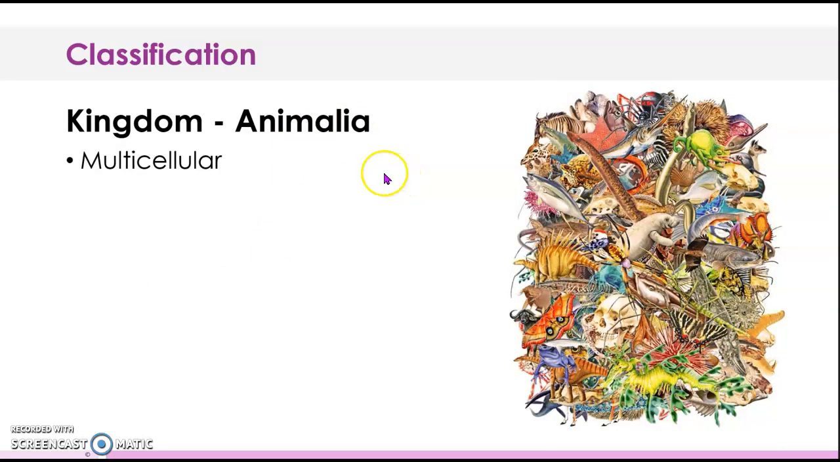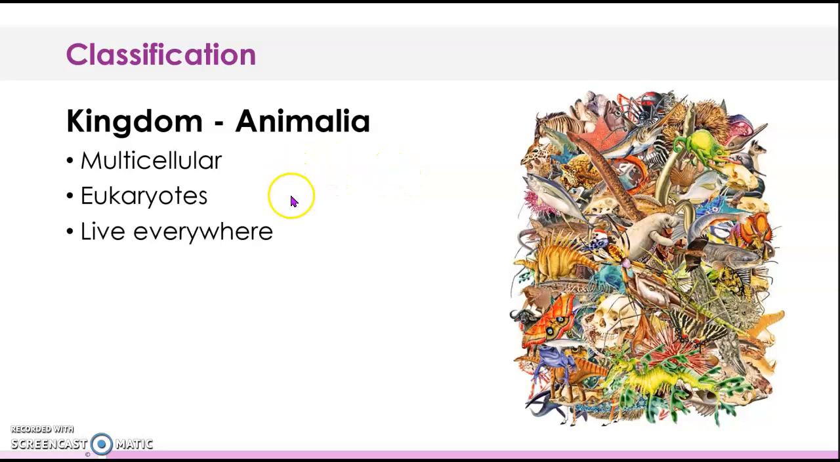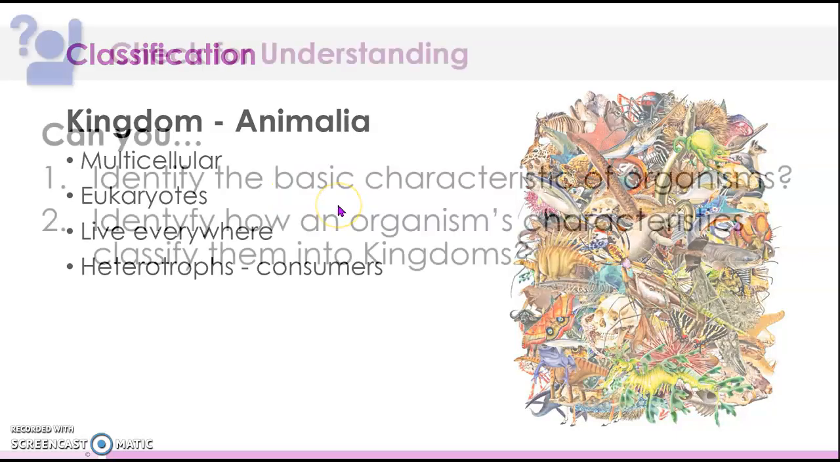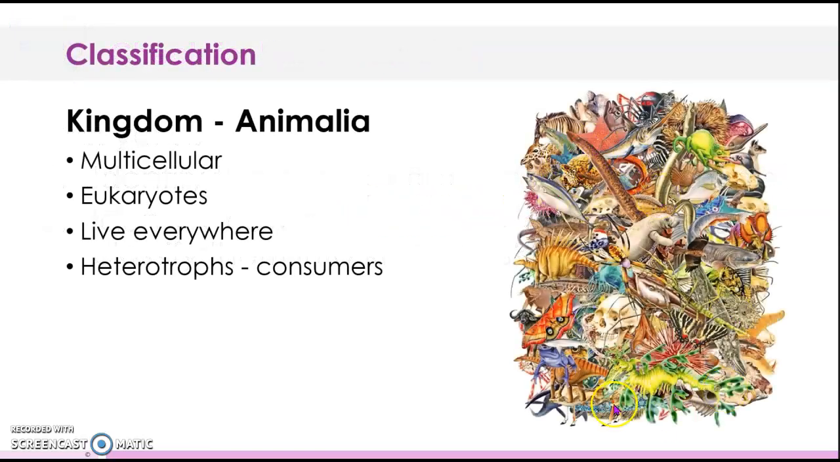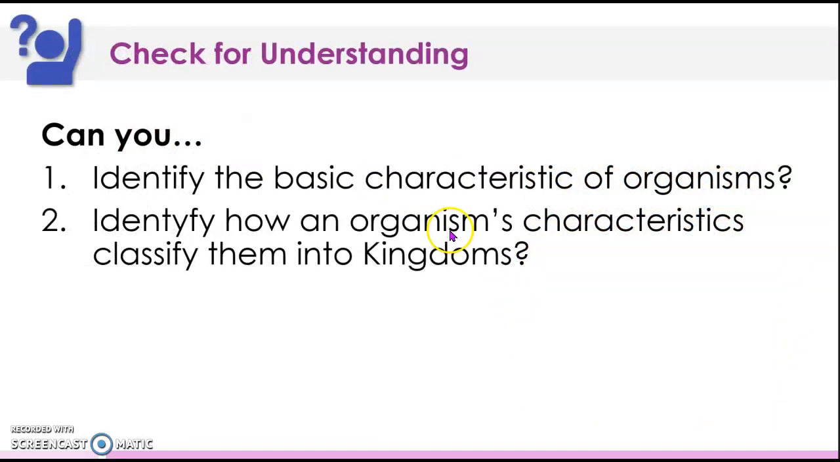Kingdom Animalia. They are multicellular. They're eukaryotes. They live everywhere. They're heterotrophs, which means they're consumers. And as you can see from this picture, it includes all different types of animals. So you have from insects to fish to mammals and everything in between. So all of these things fall under the kingdom Animalia.